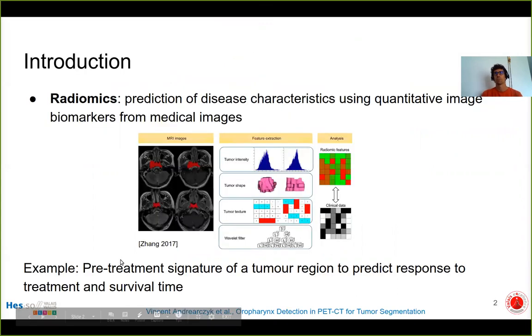I will first introduce the motivation behind this work, which is radiomics studies. Radiomics is the prediction of disease characteristics using quantitative image biomarkers from medical images. An example is shown in this image. We have MRI images with tumor annotations. We extract visual features like intensity, texture, or shape of the tumors, and we build machine learning models to predict some clinical data. For example, the pre-treatment signature of a tumor region can be used to predict the response to treatment and survival time of a patient.